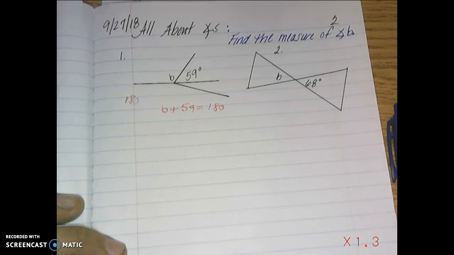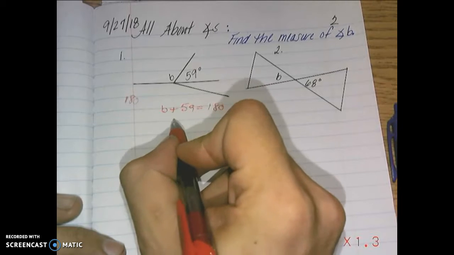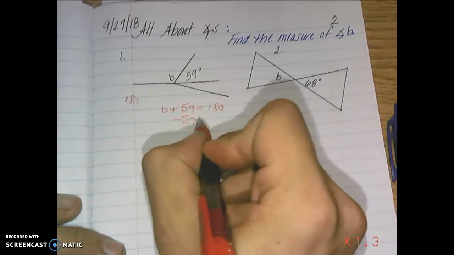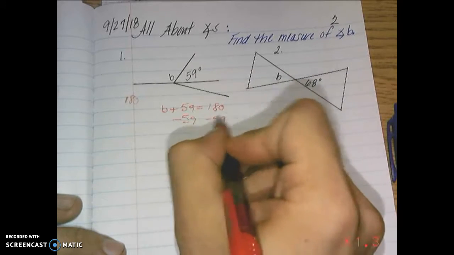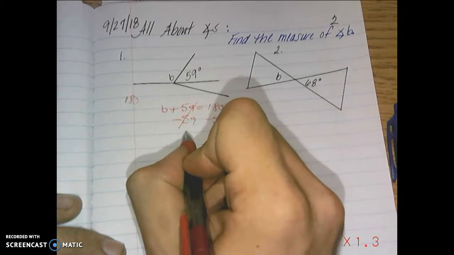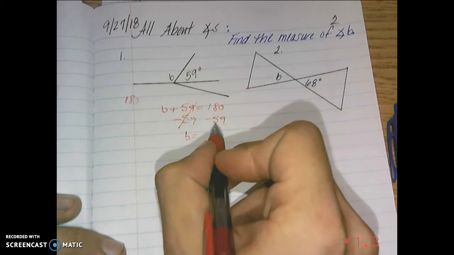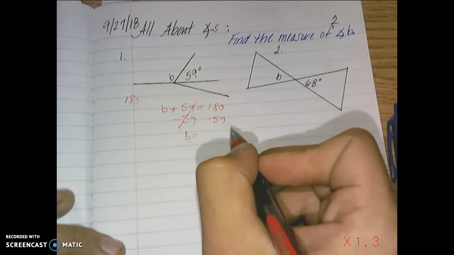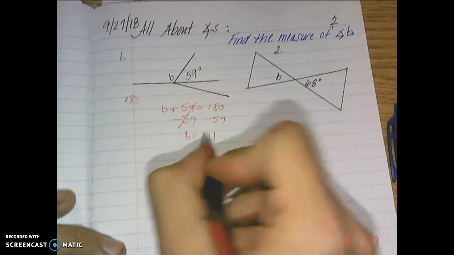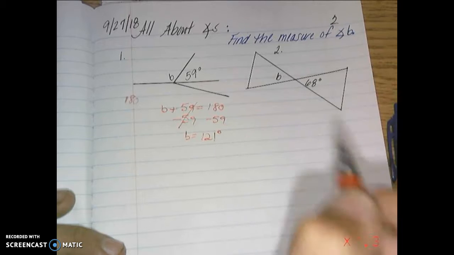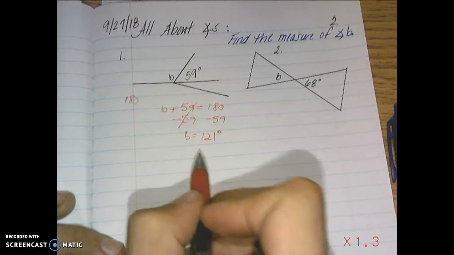The next step would be to subtract 59 to get B all alone. What you do to one side, you have to do to the other. Bring B down, and 180 minus 59 is 121. And that is in degrees, so do not forget that. Other than that, it is on to Ms. Gable.